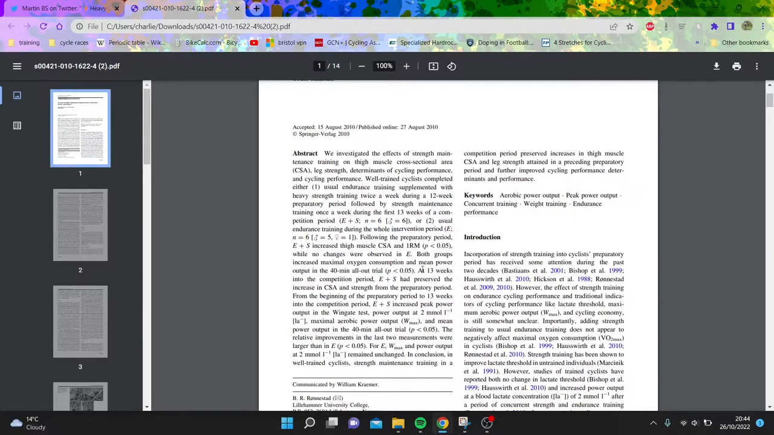However, what this shows is that they increased the size of the muscle and the one rep max, no surprise. They also increased maximum oxygen consumption and mean power output. This is the thing: at 13 weeks, when they just did one session per week, the increase in the size of their leg and the strength from the preparatory period stayed the same. And that is the biggest thing.